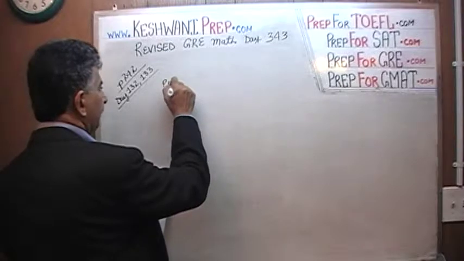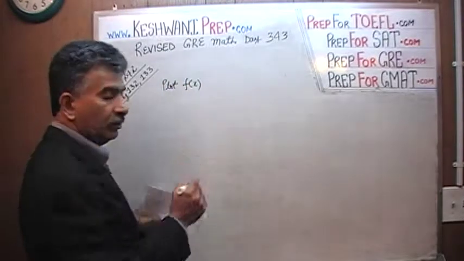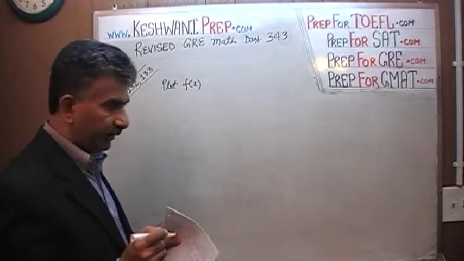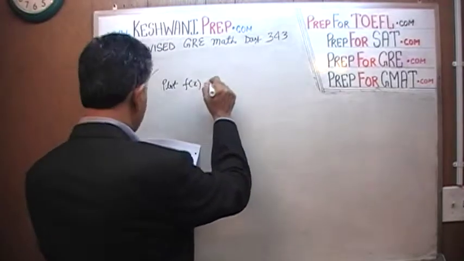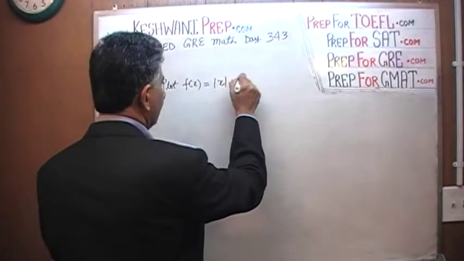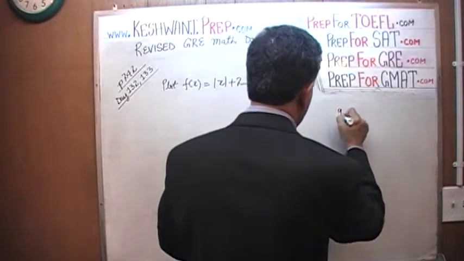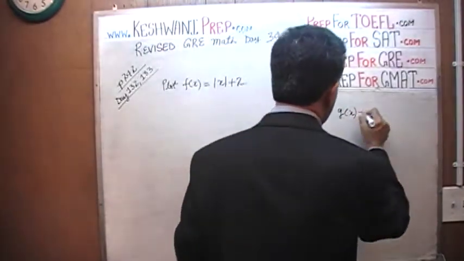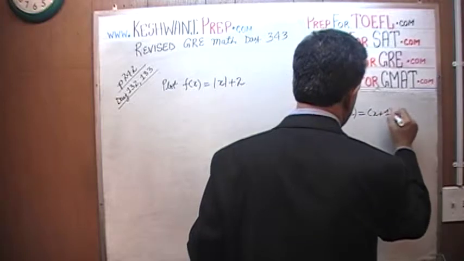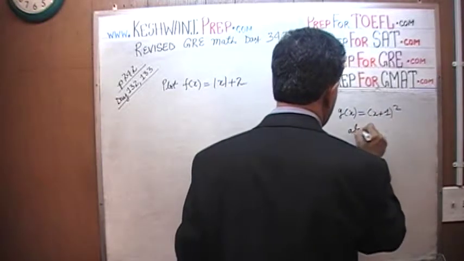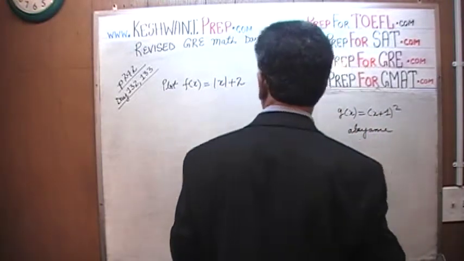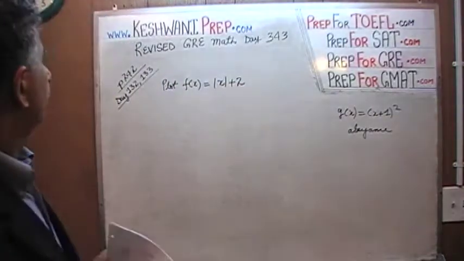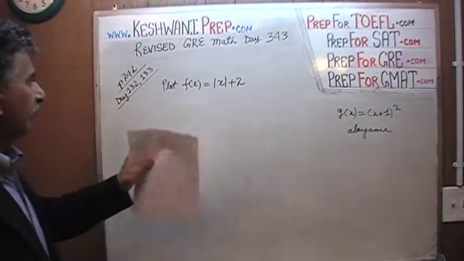First, let's plot what we're going to call f of x. We're going to call this function f of x, which is absolute value of x plus 2. And then we'll worry about the second graph, which we're going to call g of x, which is simply x plus 1 squared. For the time being, we're going to keep this in abeyance. We're going to keep it aside. Let's concentrate on this one.